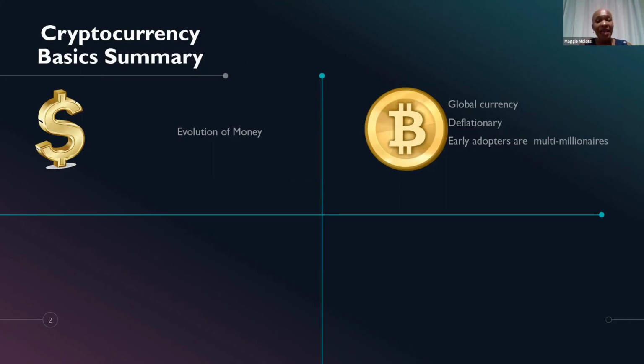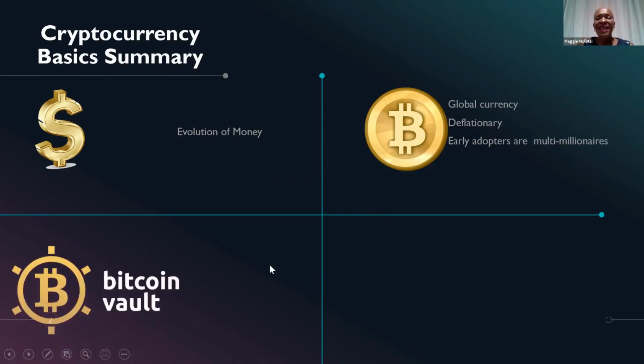That works for us because you want your money to be growing in value. And guess what? We also saw that early adopters of Bitcoin are now multimillionaires. We are here to talk about money, so you want to know how money was made. Okay, so then I introduced to you a new coin called Bitcoin Vault, because the idea is for you to have a cryptocurrency, a portfolio of cryptocurrencies.